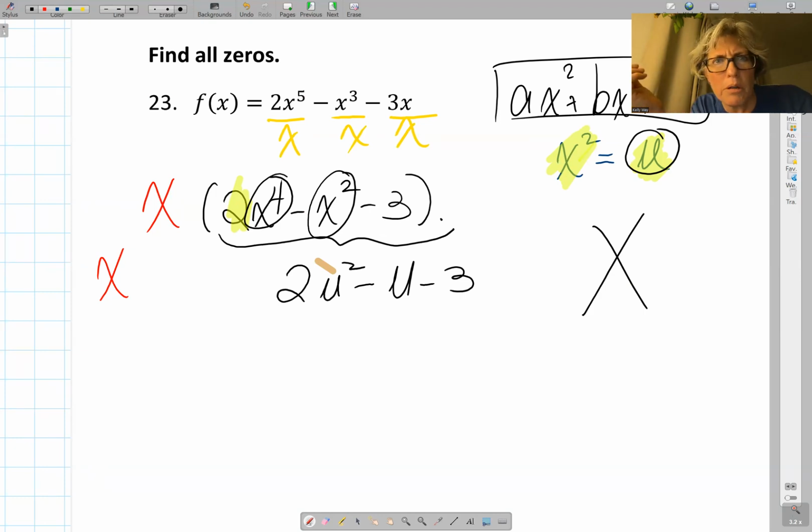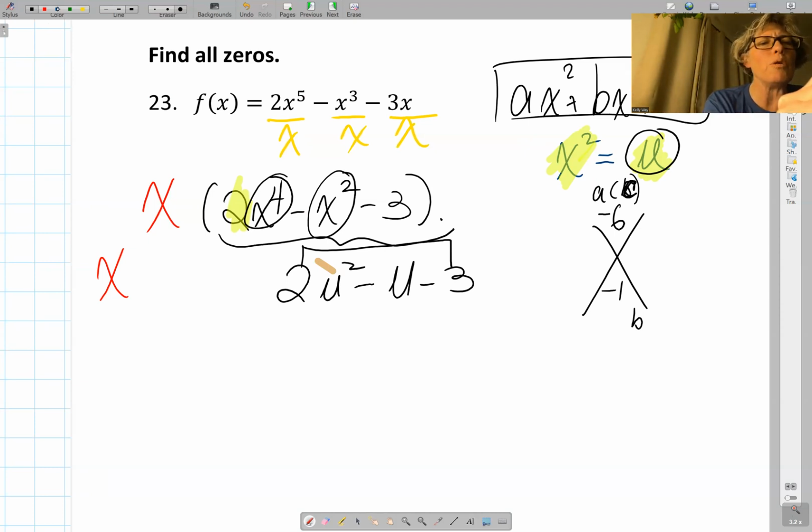So we call this Xbox at my school. I don't know what you call it, but the idea is this: u times a times b, which in this case is -6. Excuse me, a times c. And then you put your b term down below, which is -1. So you're asking yourself, what are factors of 6 that add or subtract to -1? And we know those factors, of course, are 2 and 3. And because the 1 is negative, we know our larger number is going to be the negative factor.